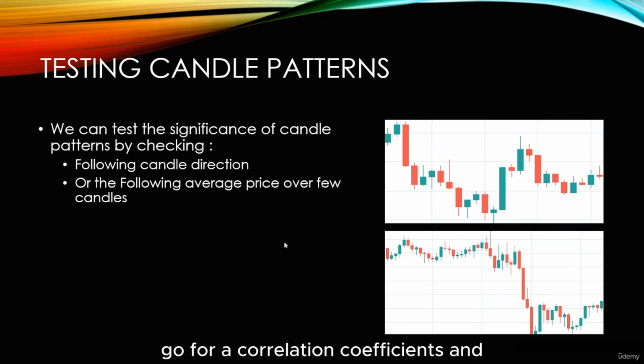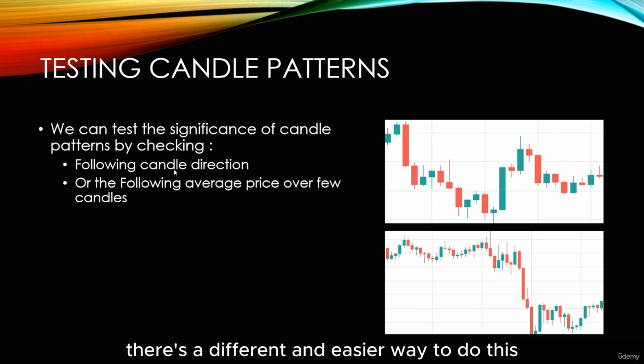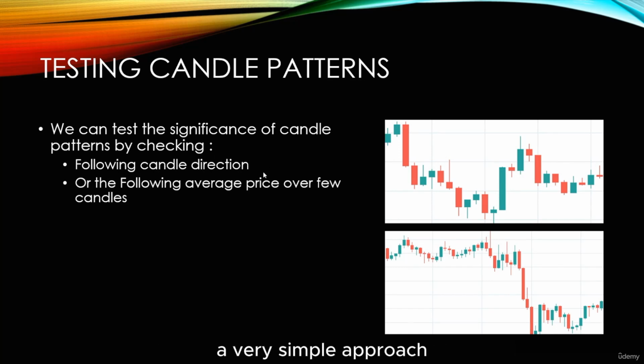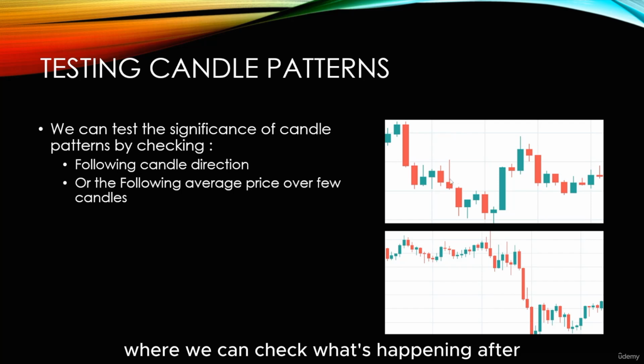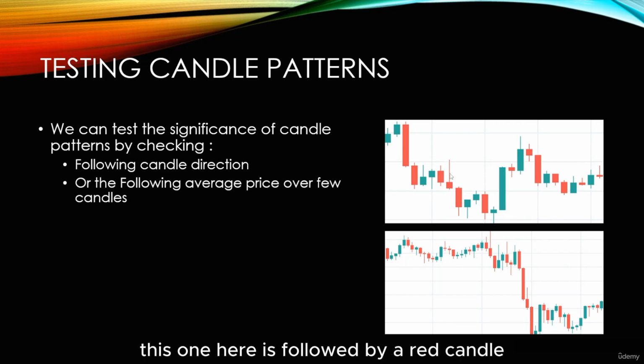If you don't want to go for correlation coefficients and statistical inference, there's a different and easier way to do this, a very simple approach where we can check what's happening after the rejection candle. So I took the rejection candle here as a simple technical indicator. This one here is followed by a red candle. We can simply count how many times a bearish rejection candle is followed by a red candle or a bearish candle.